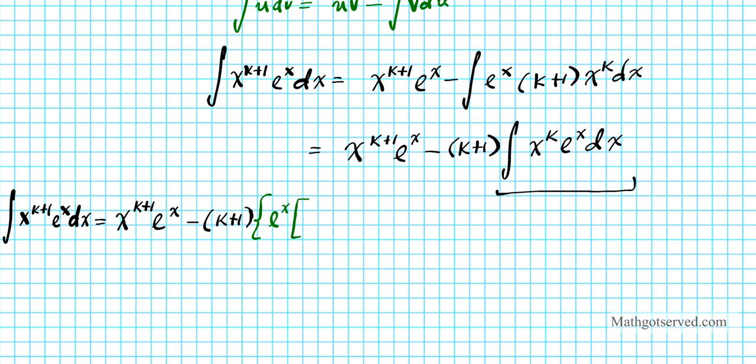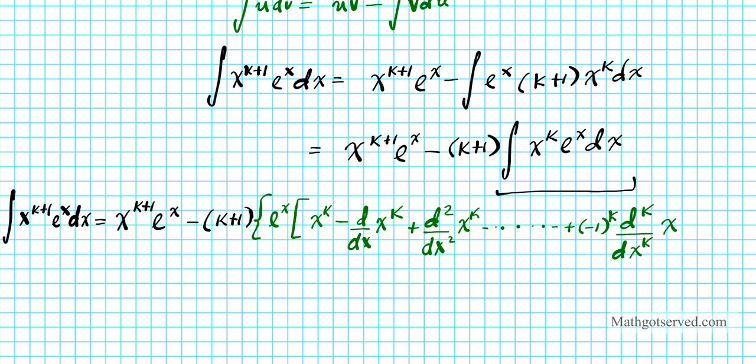times x to the k minus the first derivative of x to the k plus the second derivative of x to the k, minus, all the way down to plus negative 1 to the k of the kth derivative of x to the k.